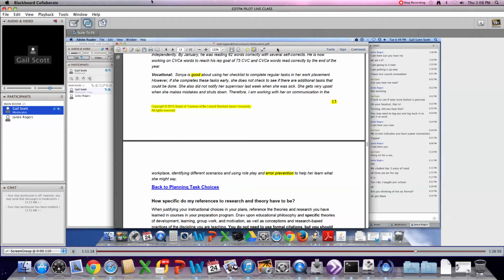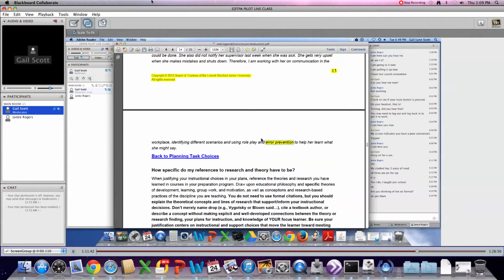Wonder how I turn that off. Okay, there. Shoot. Okay. I don't like this word error prevention. Because I don't know what it means.